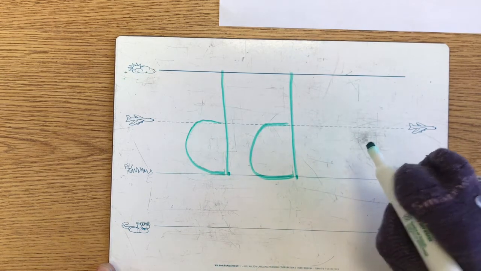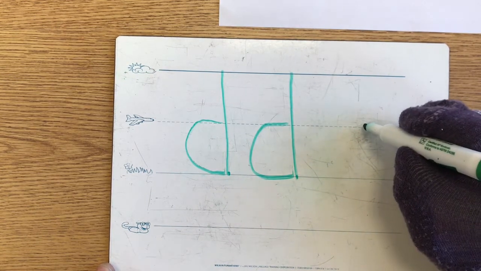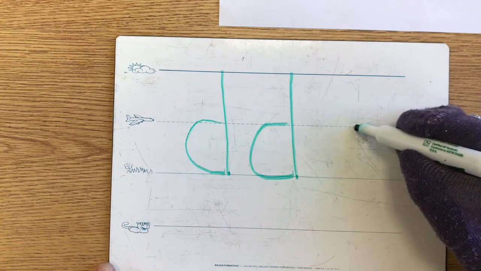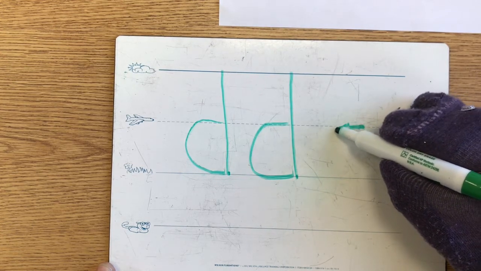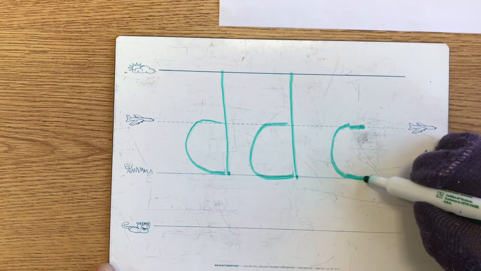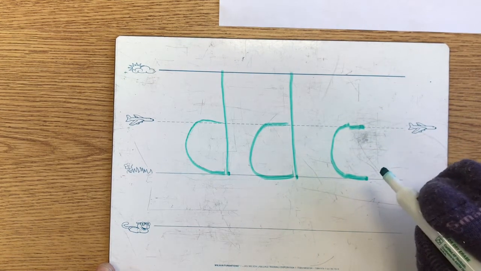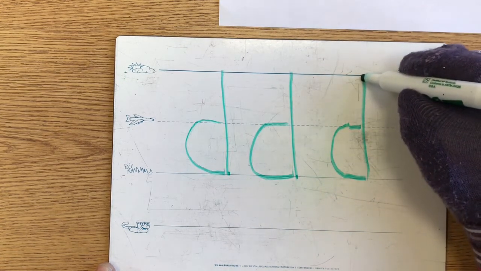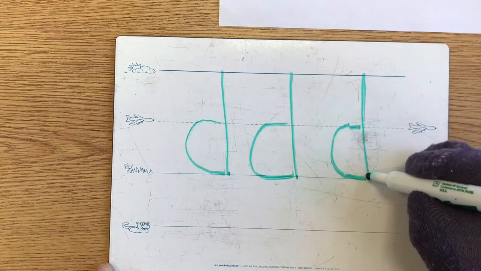Let's try that one more time. Start on the plane line. Make your magic C onto the plane line. Sorry, onto the grass line. And then go up, up, up, up, up, and back down.